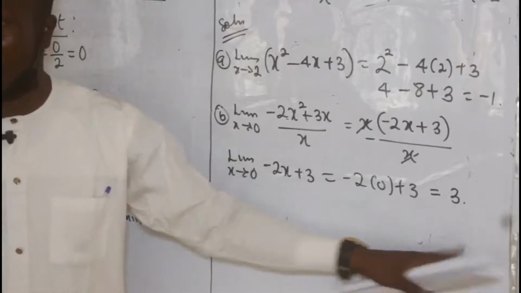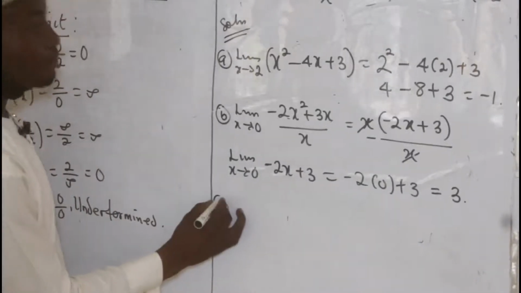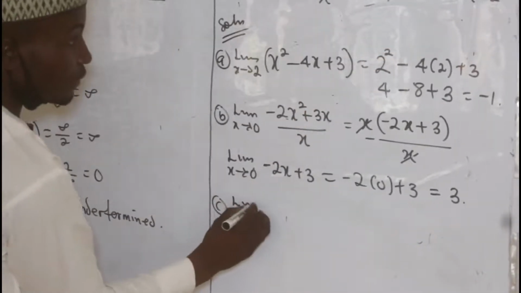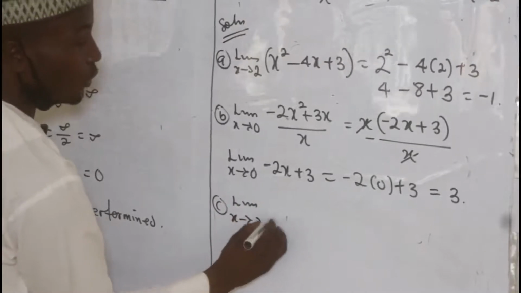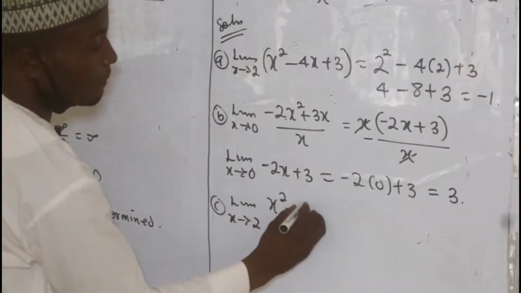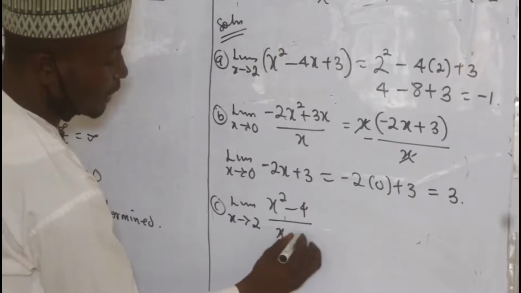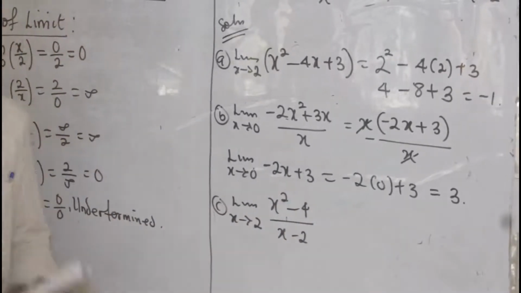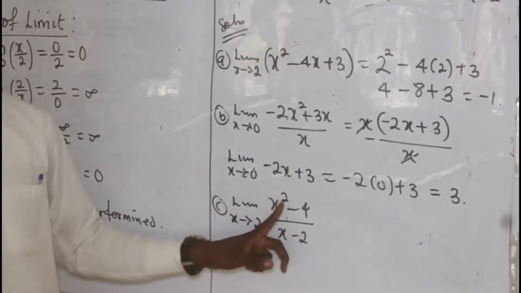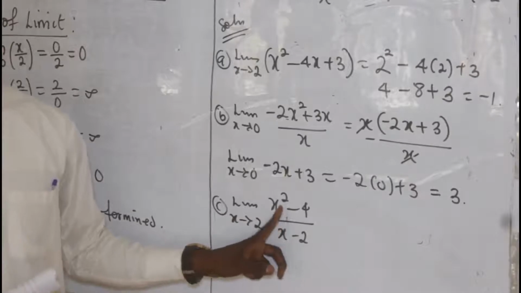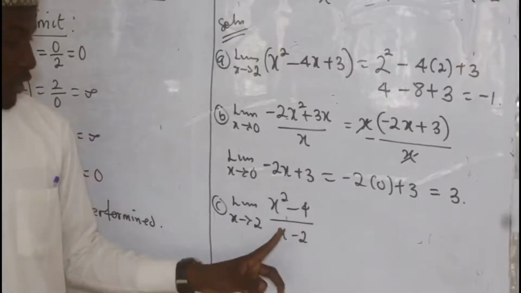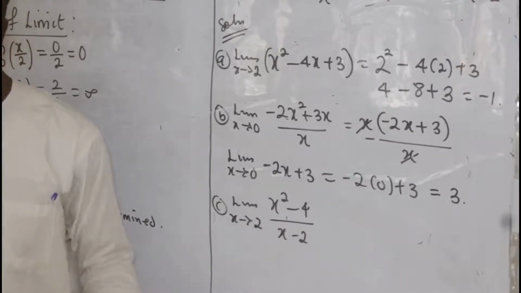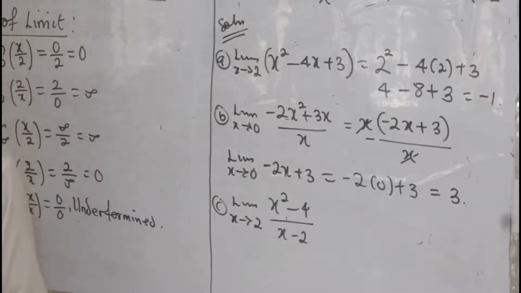Are we together? Then if you pick the next one, limit of x tends to 2, we have x squared minus 4 all over x minus 2. What do you observe now? Put x is equal to 2 here. 2 squared is going to give you 4. 4 minus 4, 0. If you put 2 here, 2 minus 2, 0. What do you observe? It is undetermined. So what are you going to do?